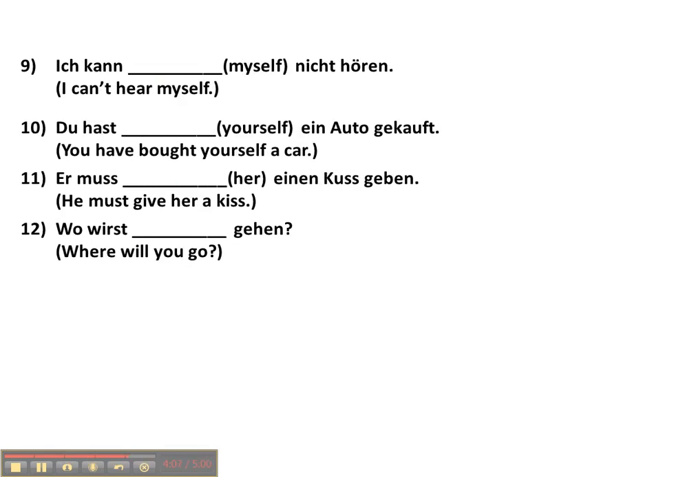Nummer 9, ich kann mich nicht hören. I can't hear myself. Nummer 10, du hast dir ein Auto gekauft. This is actually performing the role of a reflexive pronoun in the indirect object case. Er muss ihr einen Kuss geben. He's giving a kiss to her, therefore she's the indirect object, dative case.